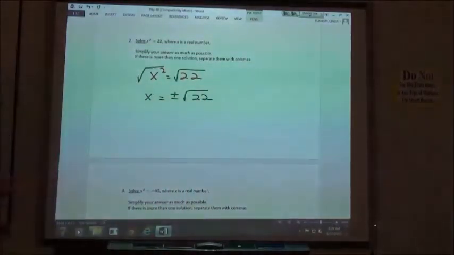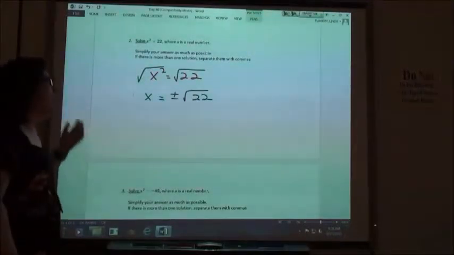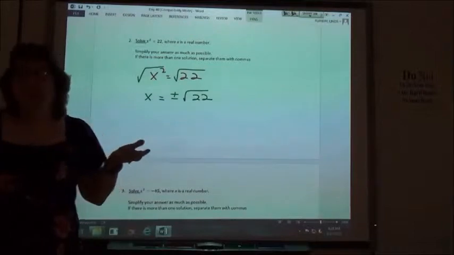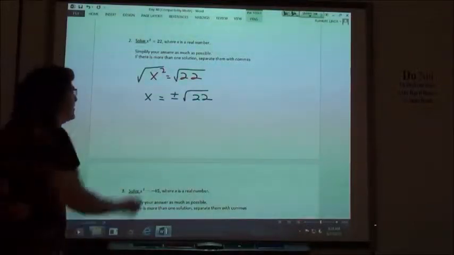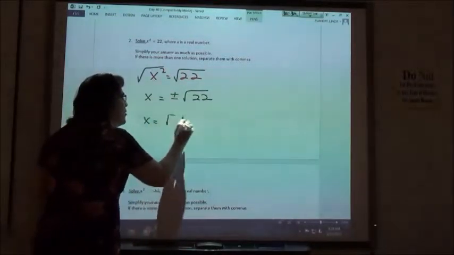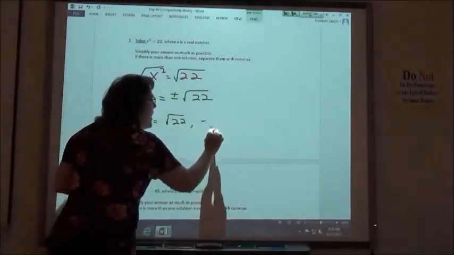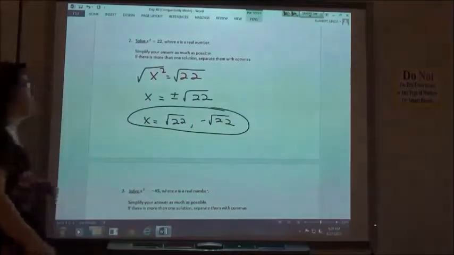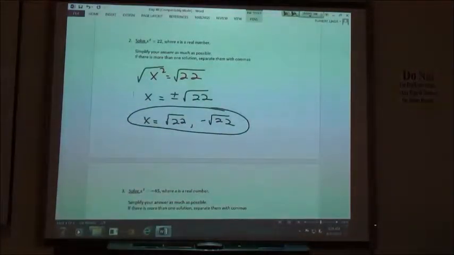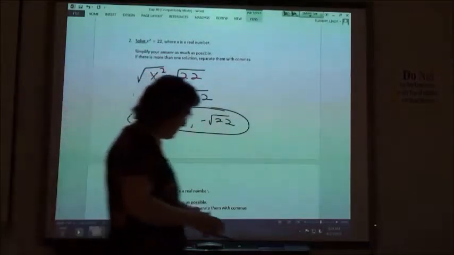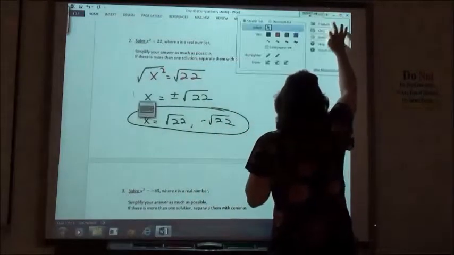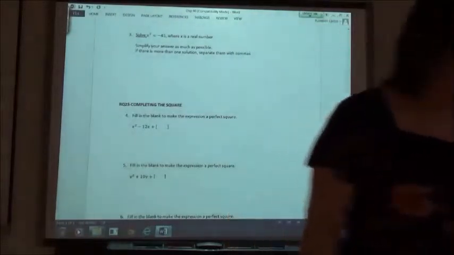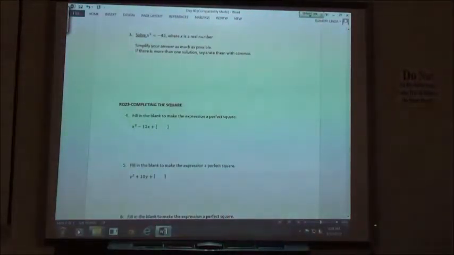So in this case, you think about the factors of 22. Well, it's 1 and 22 or 2 and 11. Neither 2 nor 11 are perfect squares, so I can't simplify it. So x is going to equal the square root of 22 or negative square root of 22. And again, you have to put both answers in there separated with a comma. And let me put a little more space on this one again.